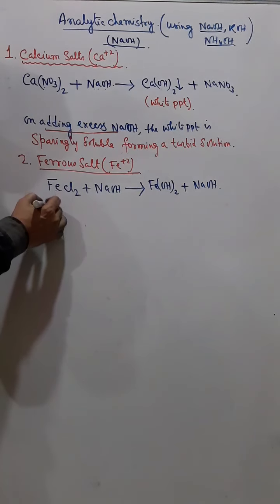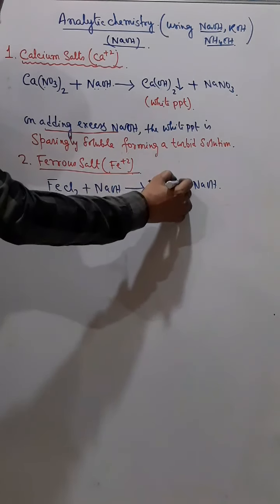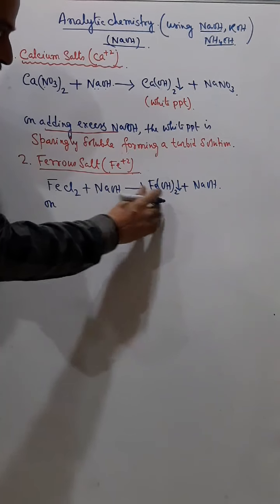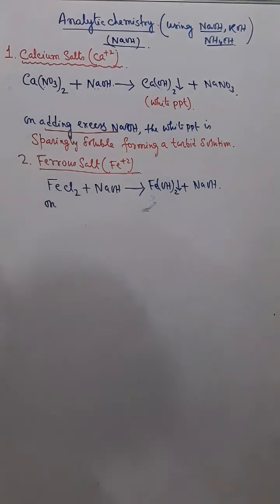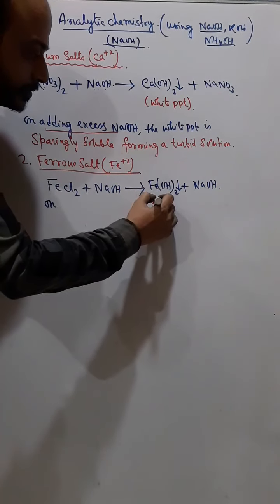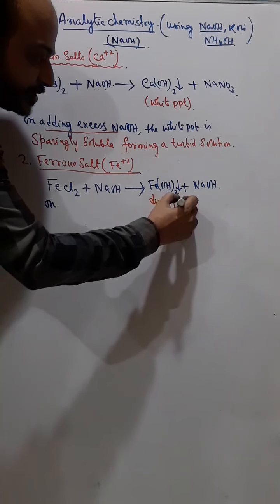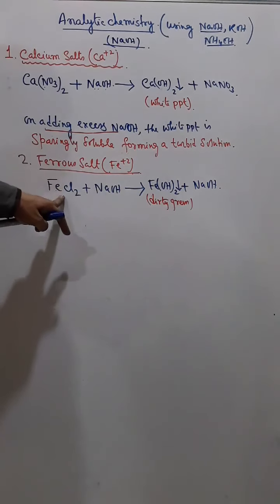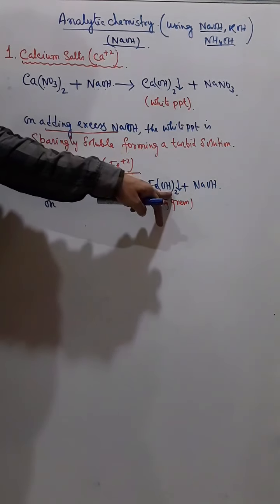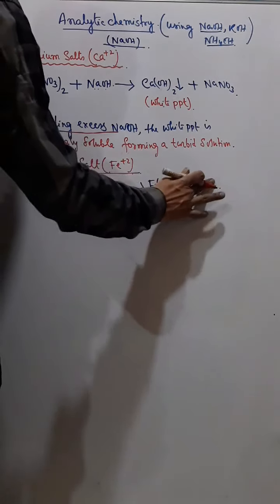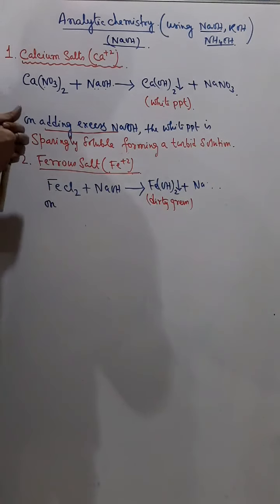And on adding, we will get ferrous hydroxide, and the color of this ferrous hydroxide is dirty green. Okay, it is dirty green. So a dirty green precipitate will be formed. So you can understand, if you add NaOH to a ferrous salt, naturally you will get a ferrous hydroxide, and the color of ferrous hydroxide is dirty green, and naturally you will get Fe(OH) whole twice plus NaCl, right?